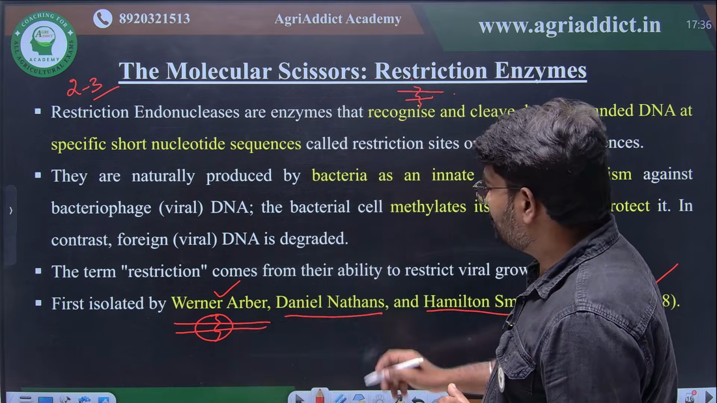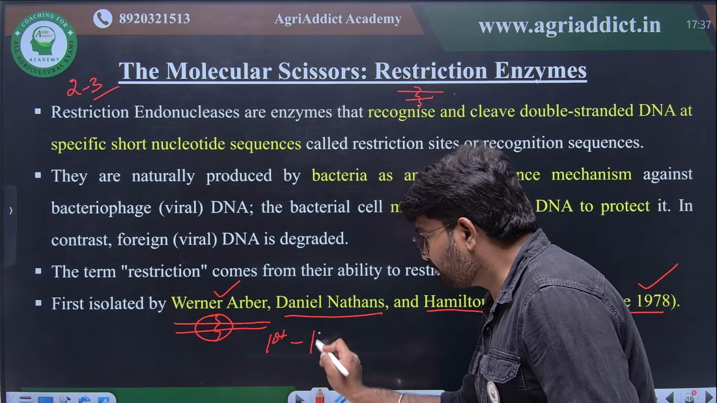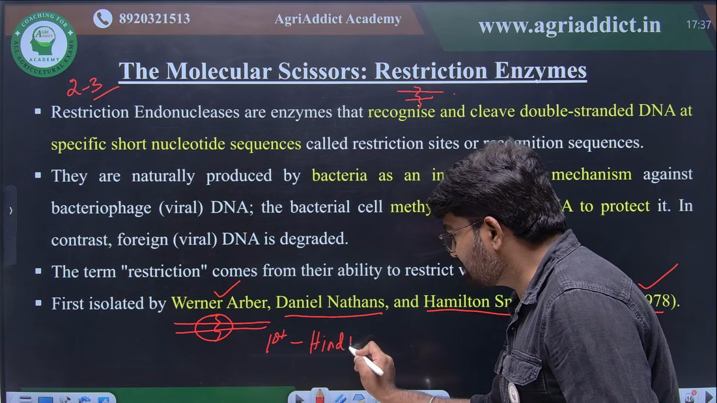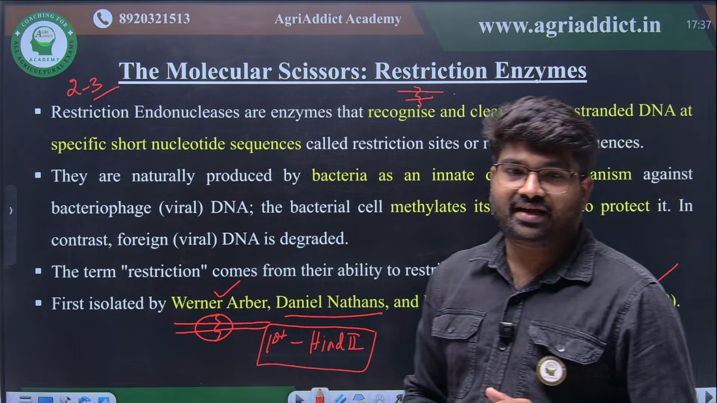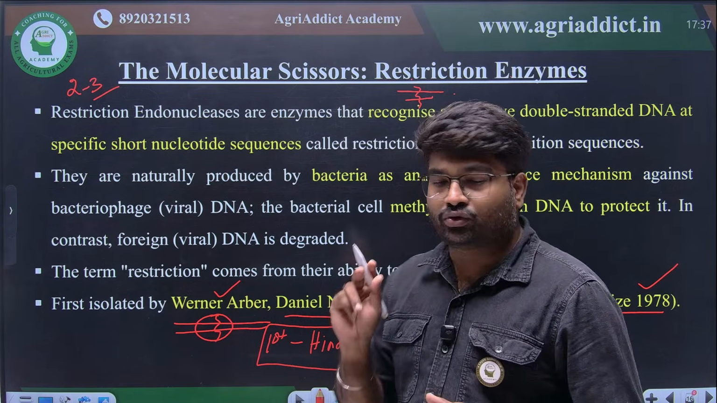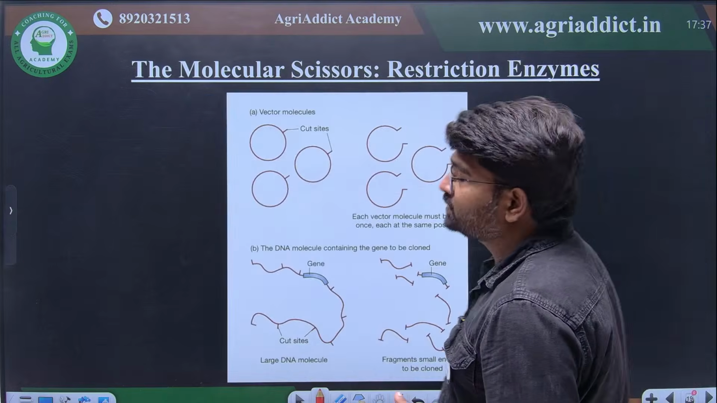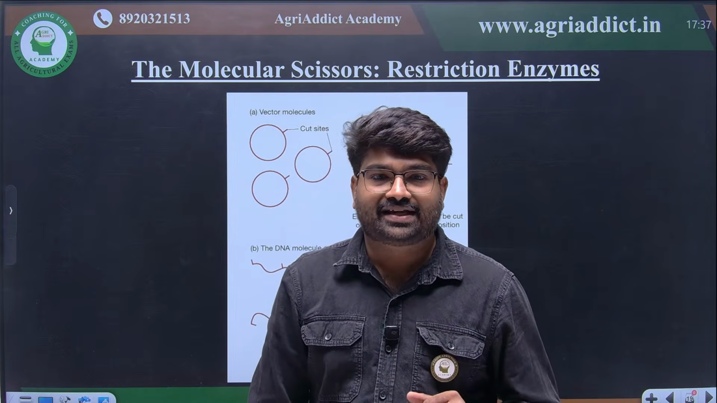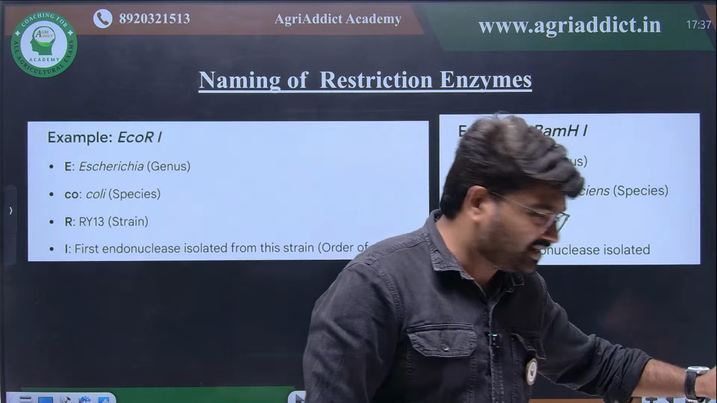Another most important thing: the first discovered restriction enzyme is HindII. Note this, this is the first discovered restriction enzyme, HindII. Now we are going to see how we name these restriction enzymes. Why HindII? How do we name the restriction enzyme?